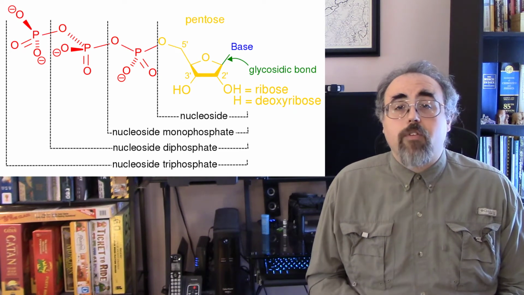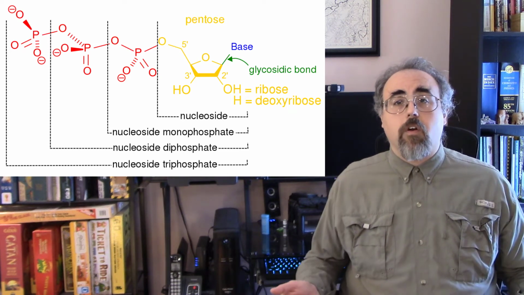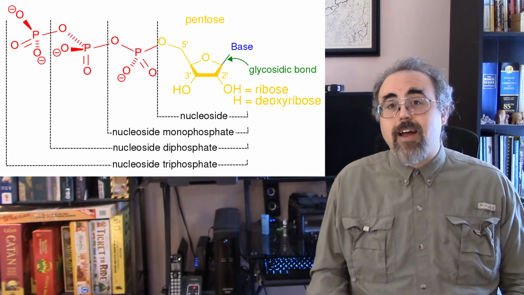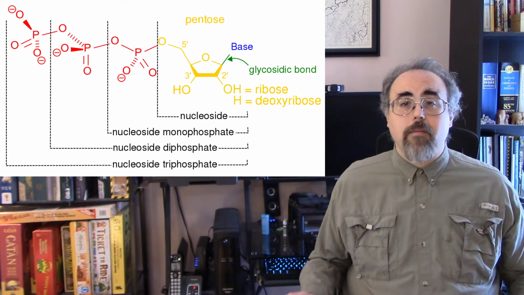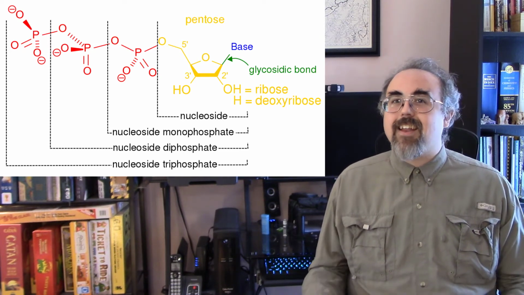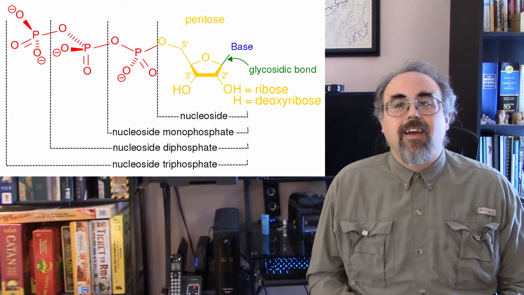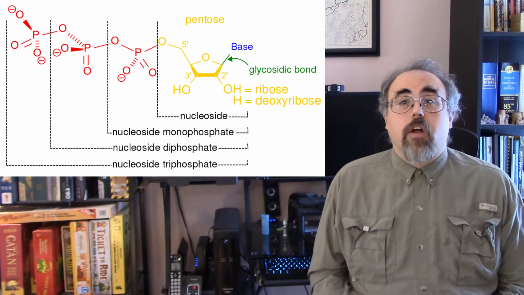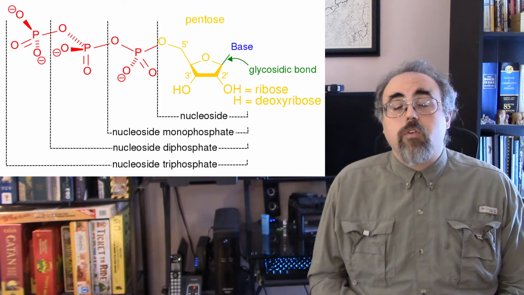You can have up to 3 phosphates on here. If there are 3 phosphates, then we call this a triphosphate. If there are 2, it's a diphosphate. And if there is 1, it's a monophosphate. If you are familiar with adenosine triphosphate, that is a 3-phosphate nucleotide. Now, moving back to that nitrogenous base, this is what gives each nucleotide its identity.